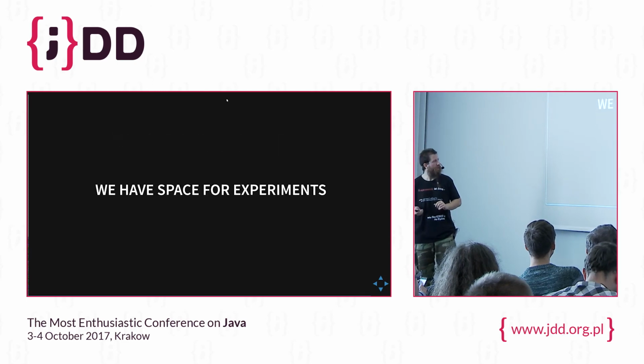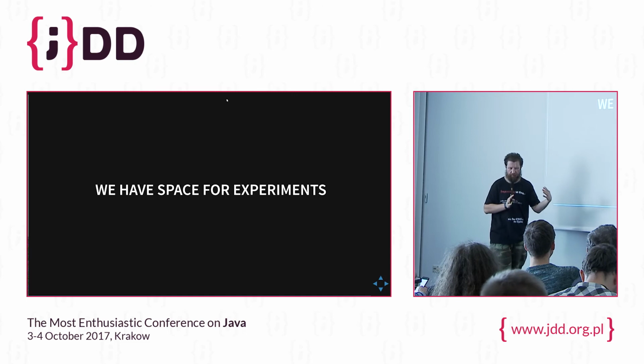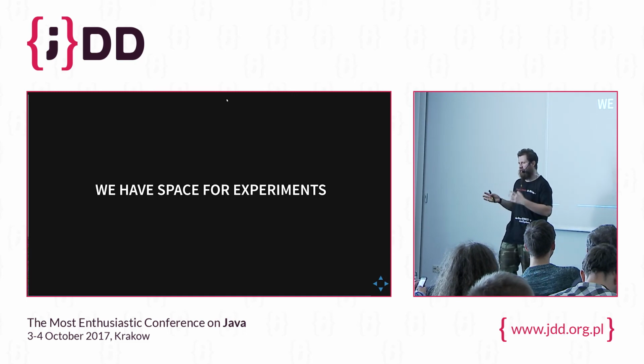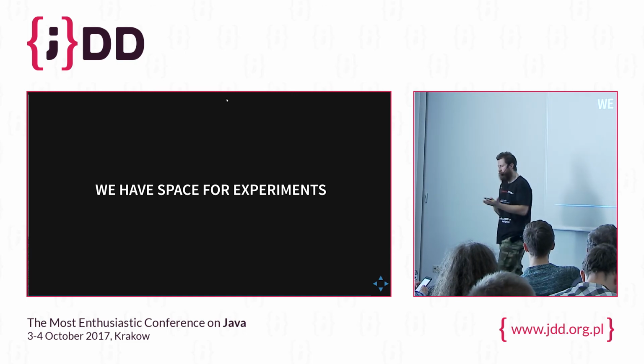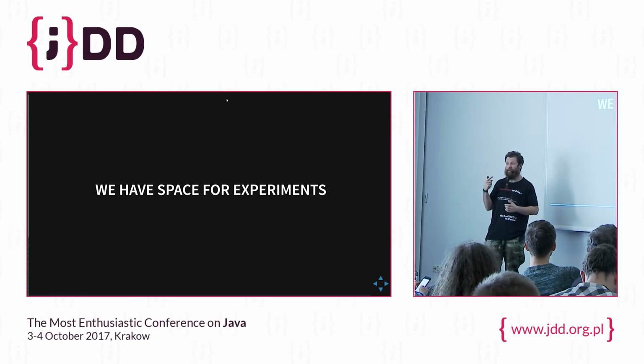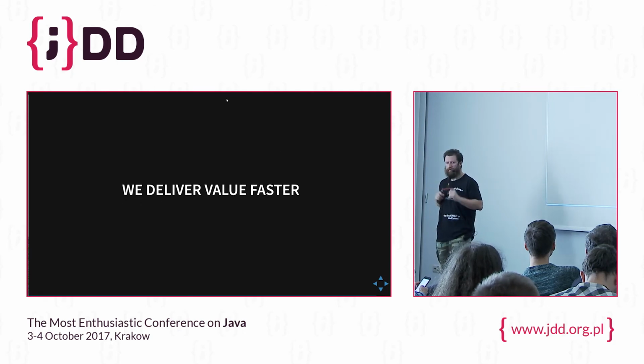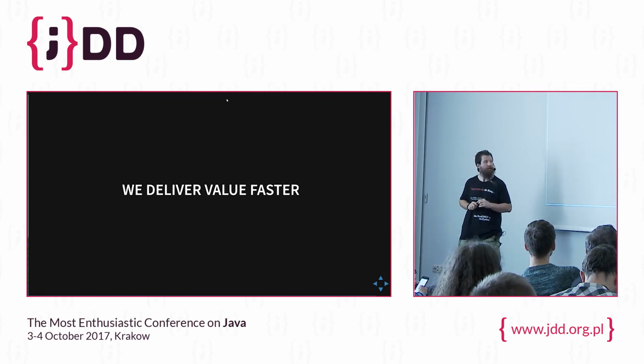We have a space for experiments. Yes, because if we can change the implementation, we could write 5 different solutions, measure them, and pick the best one. Yes, we have the time for that. And of course, we deliver value a little bit faster.